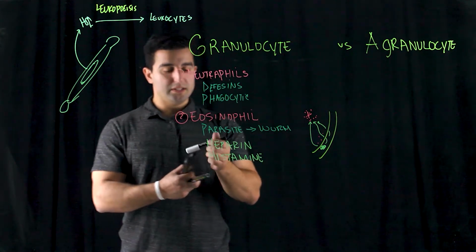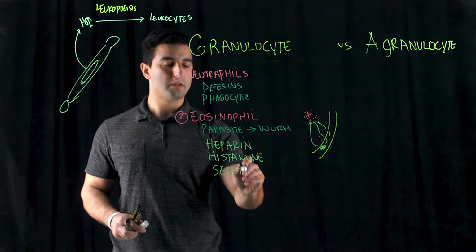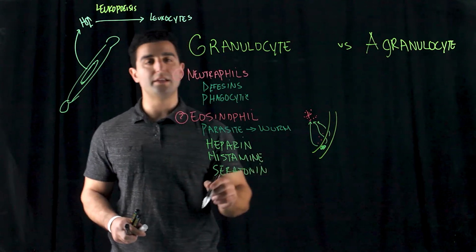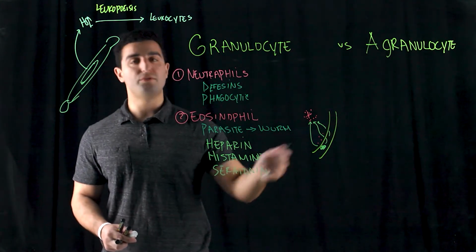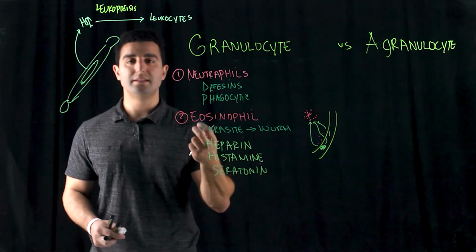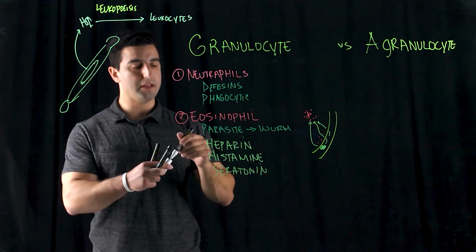Also, eosinophils secrete serotonin. Serotonin is a neurotransmitter for regulation of mood, but it is also a very important regulator of vasospasm. So for any blood vessels that need to be constricted, serotonin is released.